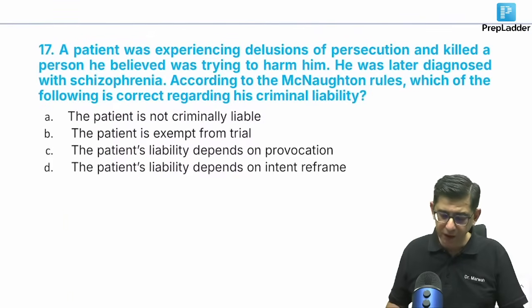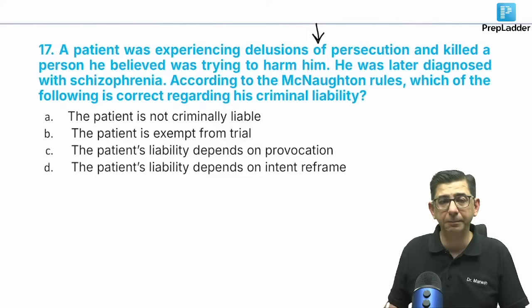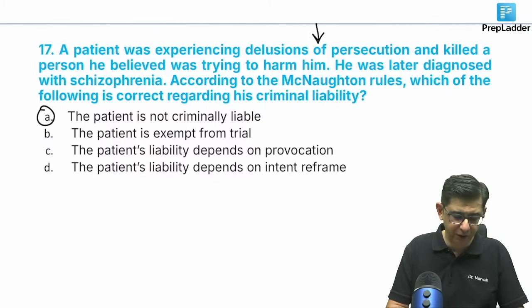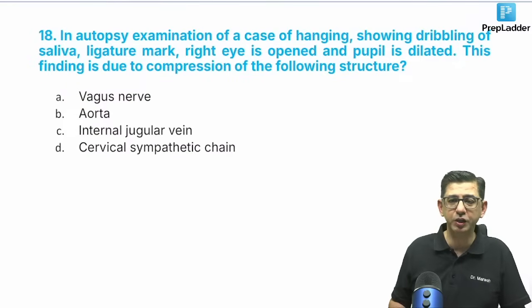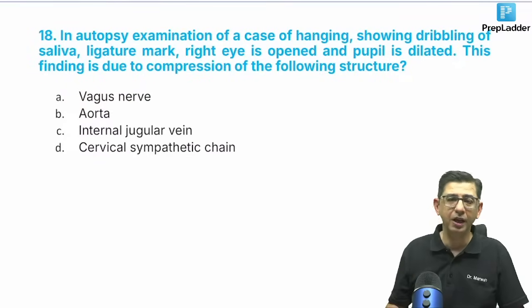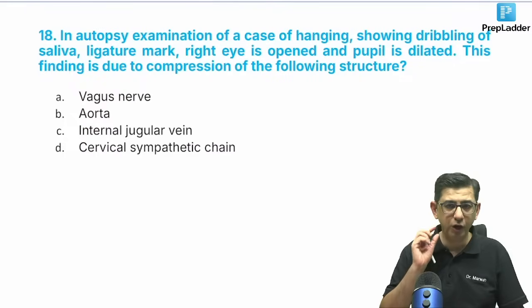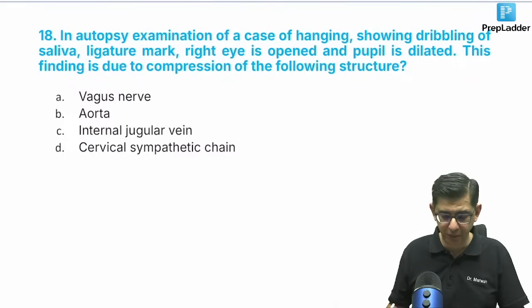Okay, and then is this guy who's having schizophrenia probably, and then he is not going to be guilty of whatever he has done. The patient will not be held criminally liable. So, okay, in the case of hanging, the guy would have the eye on that side open because the knot will be pressing on the cervical sympathetic chain.